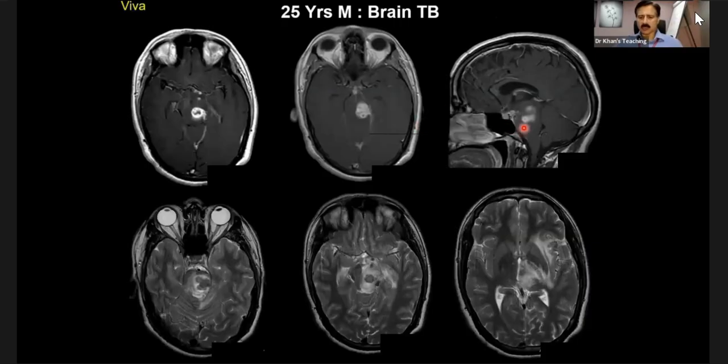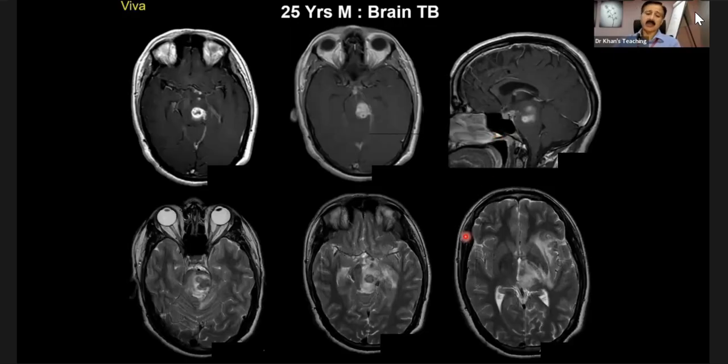Look at this case. Once again, you can see this enhancement in the suprasellar cistern. But with that, there can be enhancing lesions within the brain parenchyma. And they can be nodular enhancement. And once there is necrosis inside, there will be what we call ring enhancement. So all of these things can go on.